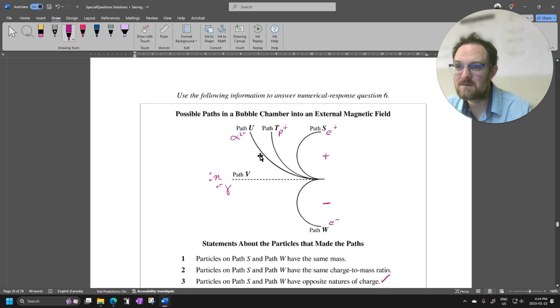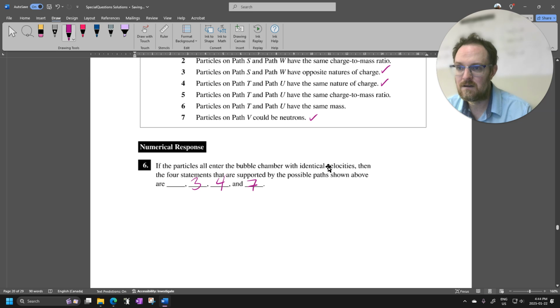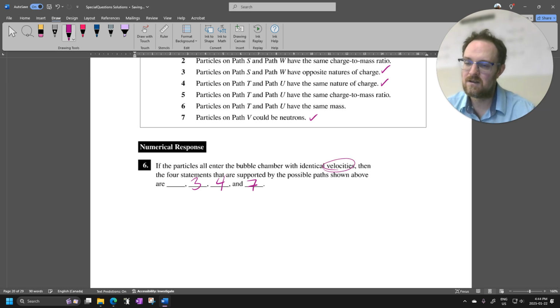Like if they're all going the same speed. Doesn't specify if they all have the same speed, do they? Oh, identical velocities. So they all have the same speed. So because of that, that's out. And that's out. I don't know if they have the same... Actually, they could have the same charge mass. Maybe.